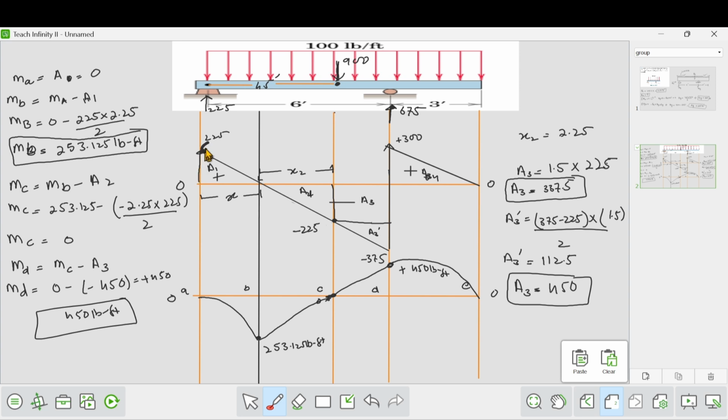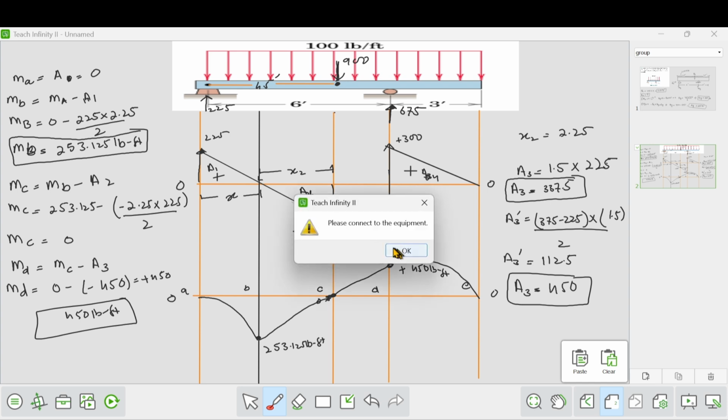The shear force at this point will be 225, and it varies linearly, because this is a UDL, that's why it will be a first degree curve. So what will be the shear force at this 4.5 spot, at the mid of this whole beam? So 225 minus 4.5 multiplied by this UDL. 4.5 multiplied by 100 is 450. So 225 minus 450 will become negative 225 at this point.